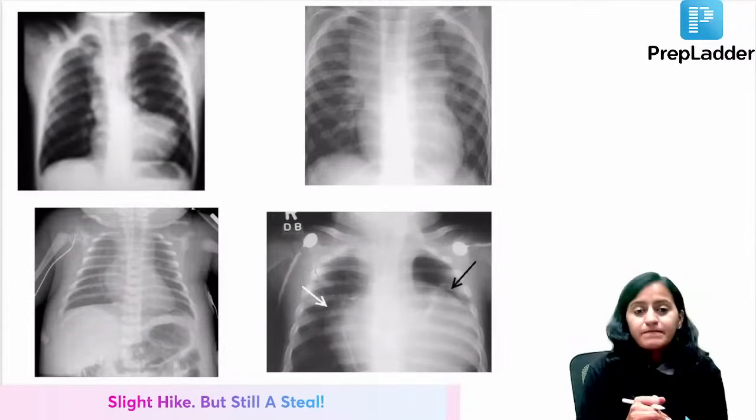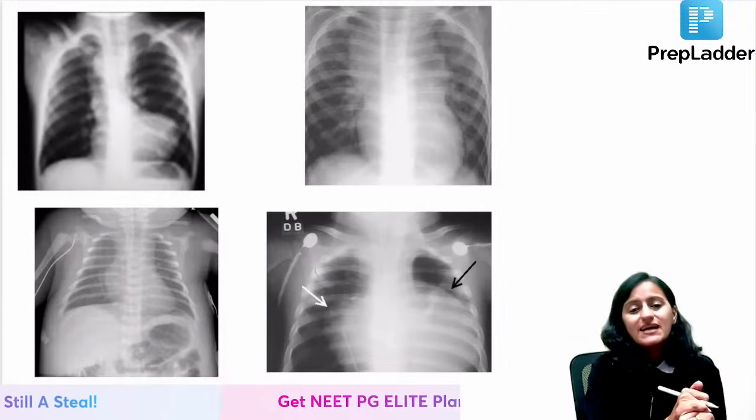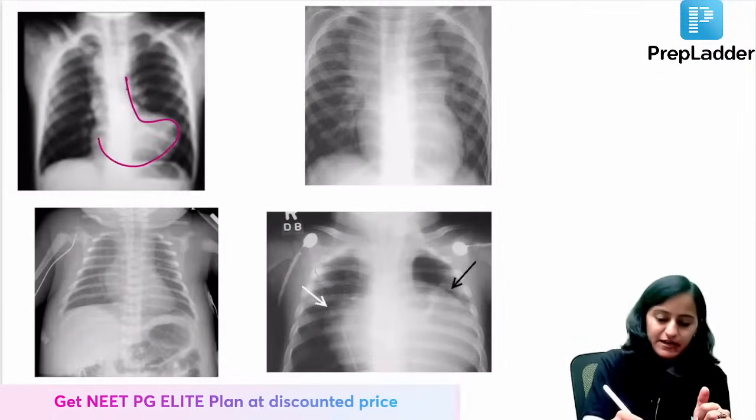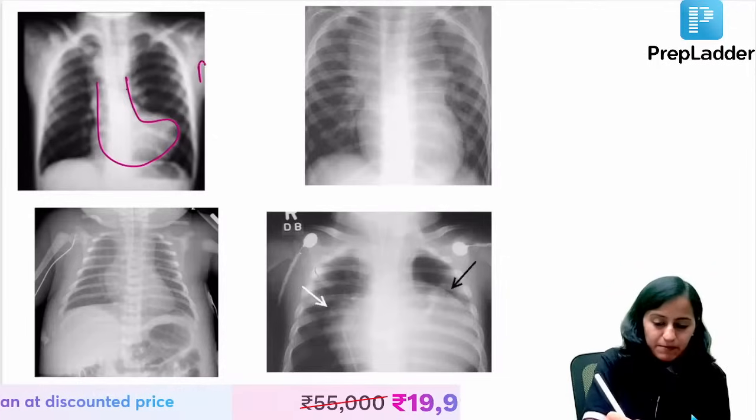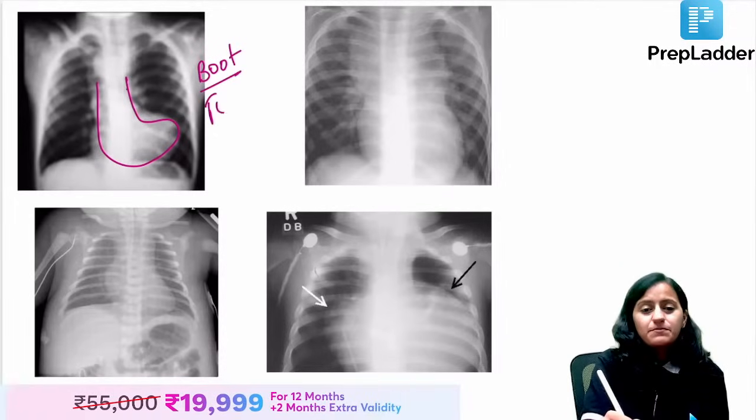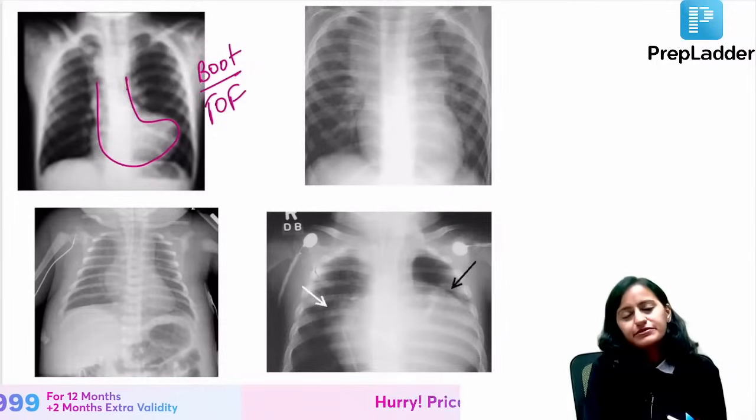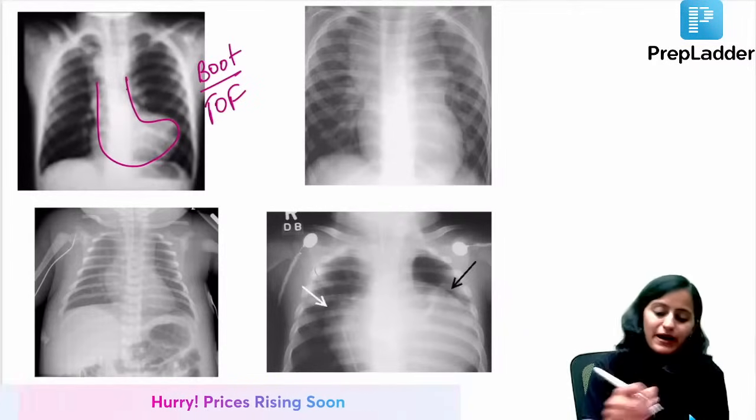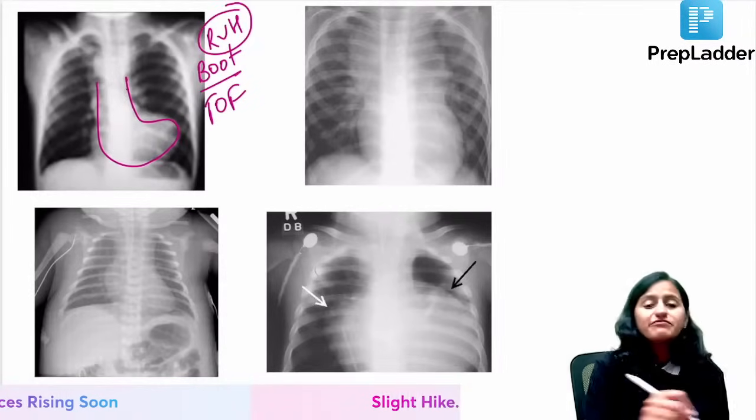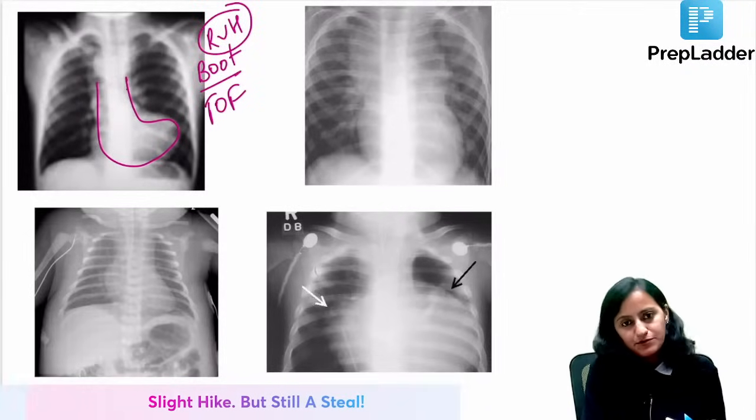Going to the next one, coming to the various heart appearances. The first one that you are seeing here is the boot-shaped heart. Where do you see the boot-shaped heart? It is seen in TOF, Tetralogy of Fallot. Why do you see the boot-shaped heart? Because of RVH, right ventricular hypertrophy.